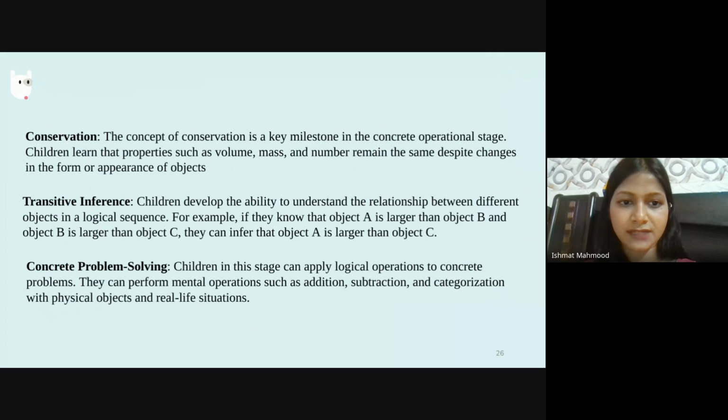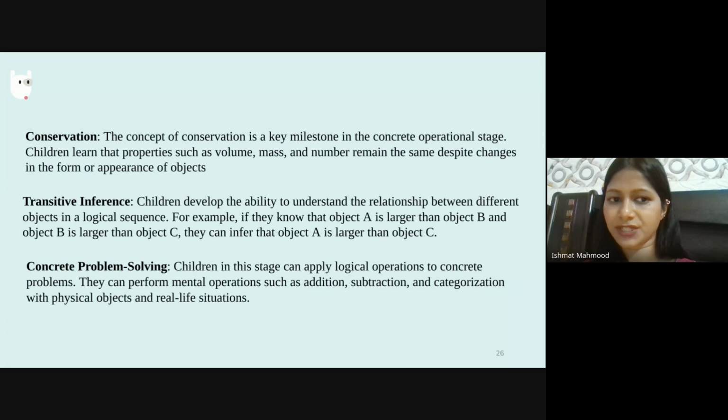So conservation. The concept of conservation is a key milestone in the concrete operational stage. Children learn that properties such as volume, mass, number remain the same despite change in the form or appearance of an object. Right? So concrete problem solving में क्या होता है? Children in this stage can apply logical operations to concrete problems. They can perform mental operations such as addition, subtraction, categorization with physical objects and real life solutions.